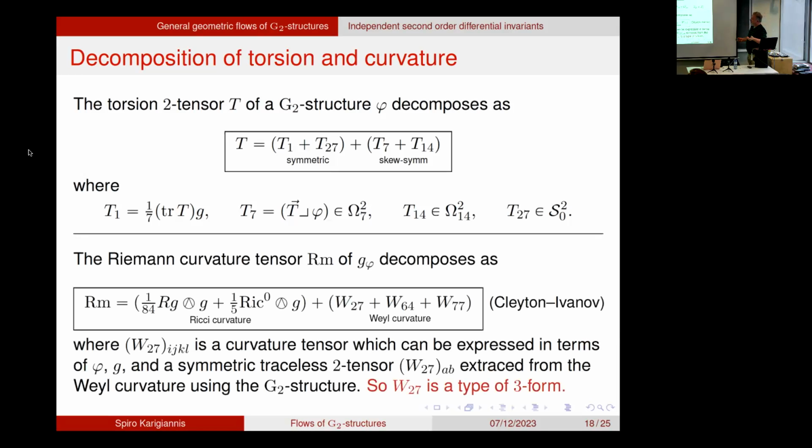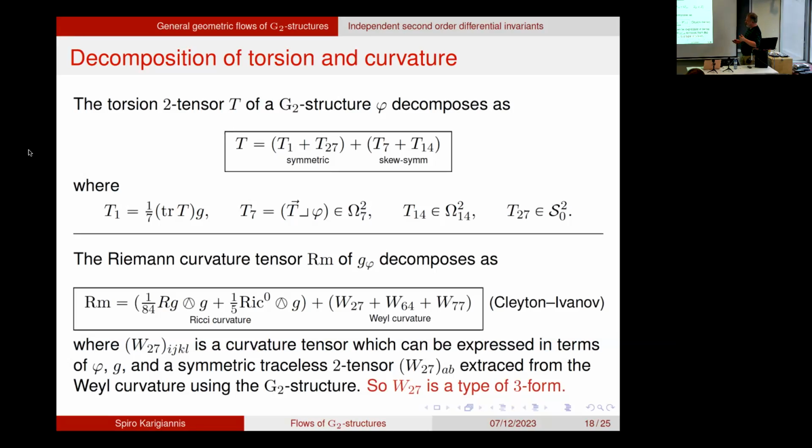Okay, so let me remind you something that many of you know: if you just have any Riemannian metric, you can decompose the curvature into scalar curvature, trace-free Ricci curvature, and Weyl curvature. The scalar and the trace-free Ricci don't decompose further in the presence of a G2 structure, but when you have a G2 structure, the Weyl curvature breaks up into 3 pieces.